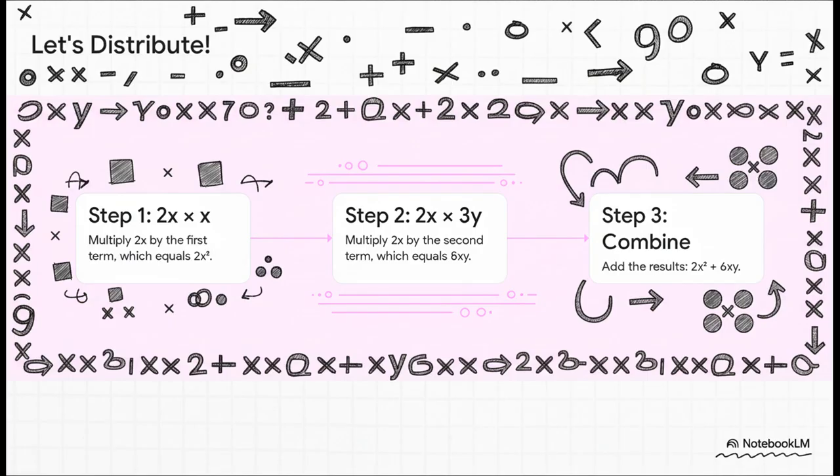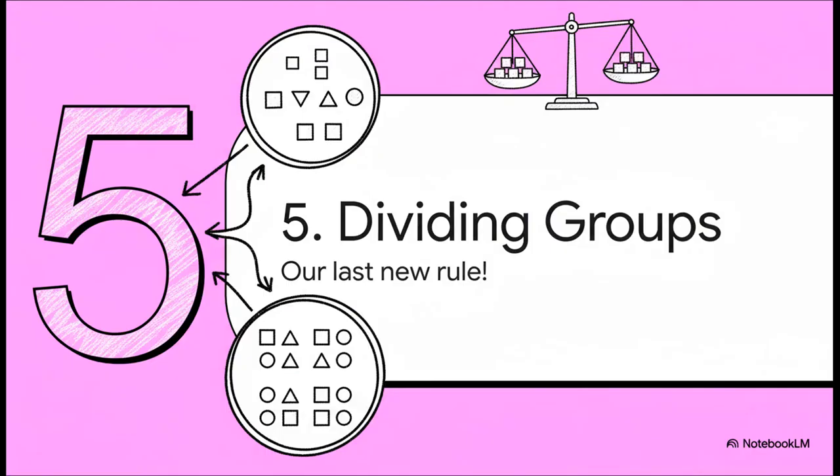Let's do numbers first. 2 times 3 is 6. Now letters, x times y is just xy. So that present is 6xy. Now we just put our two results together, and our final answer is 2x squared plus 6xy. You made it. This is our last new rule for today, I promise.